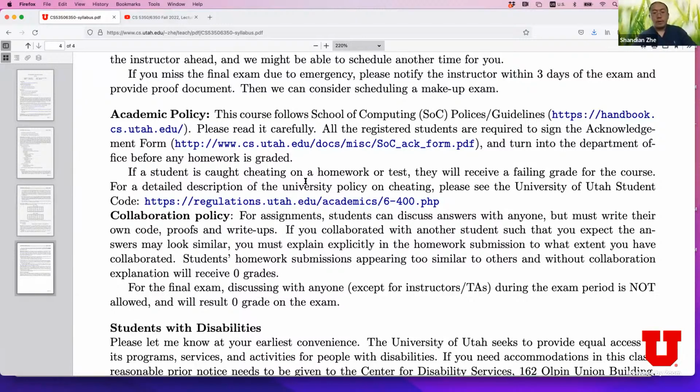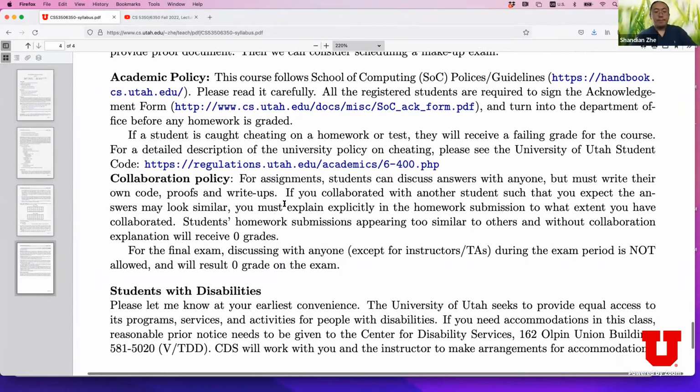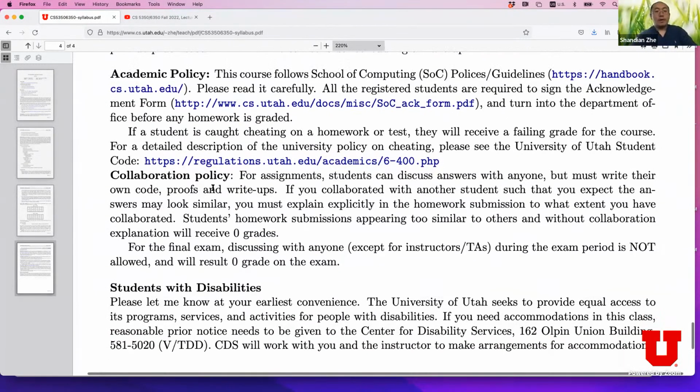And for collaboration, right? I'm not saying you are not allowed to discuss with each other when you do these homework assignments. You are encouraged to do so. But when you write down your solutions or code those algorithms, you should do it by yourself. Right? You cannot just copy and paste others' code or others' written text.